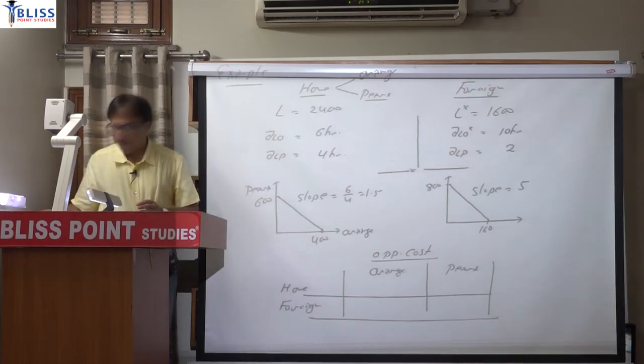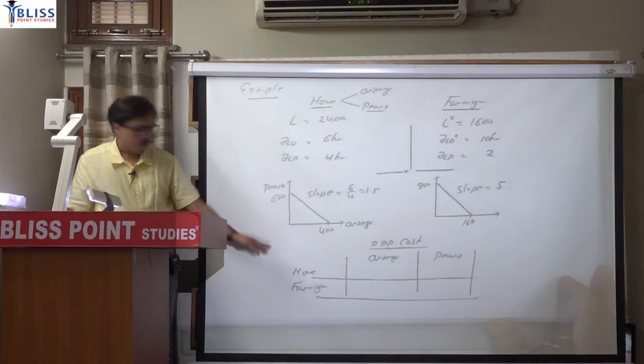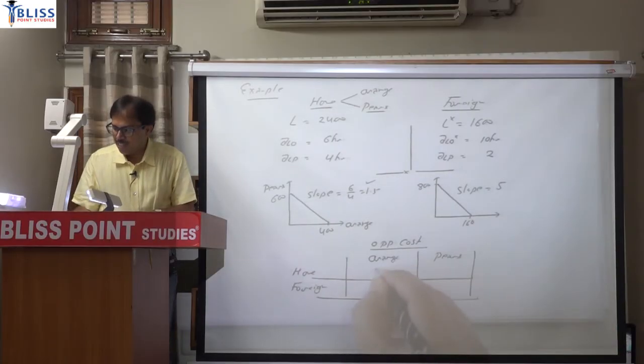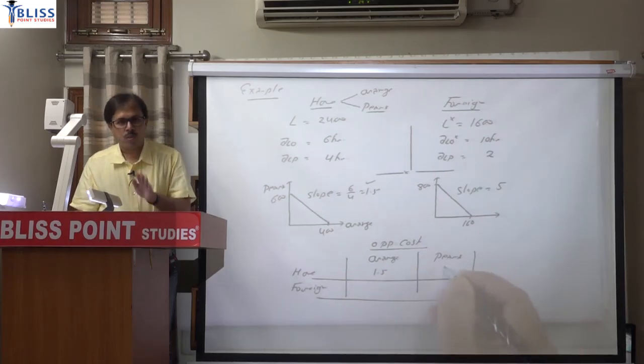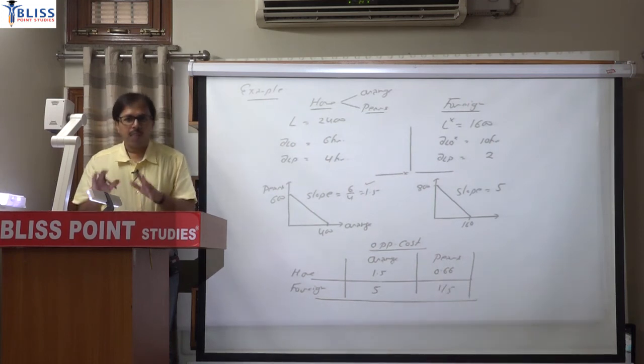ठीक है, उसे टेबुलर फॉर्म में शो कर सकते हैं. And when you plot it in terms of tabular form, then obviously for orange in home country opportunity cost is 6/4. So for pears it will be the opposite, so it will be 4/6. Here it will be 5, and so here it will be 1/5. And then which product will be produced in which country?